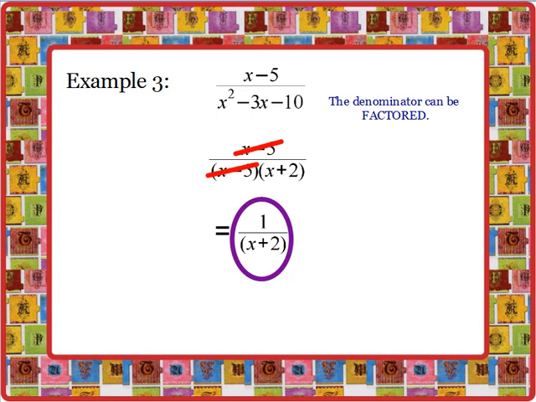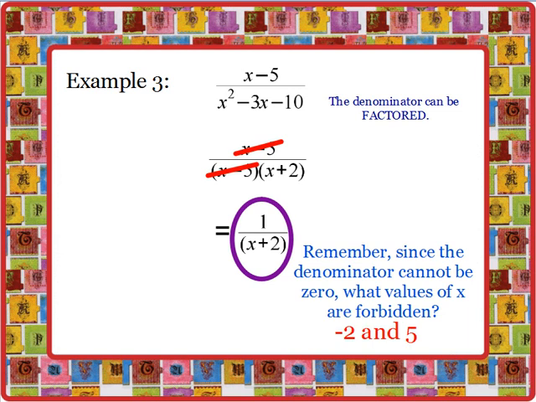Now, this isn't my final answer though, right? I have to put a restriction on it. I cannot have a fraction with a denominator of 0. So what you have to ask yourself is, what number can I put in here for x that will make my denominator 0? What plus 2 equals 0? And that would be a -2, right? So a -2 is forbidden down here, but take a look up here as well.